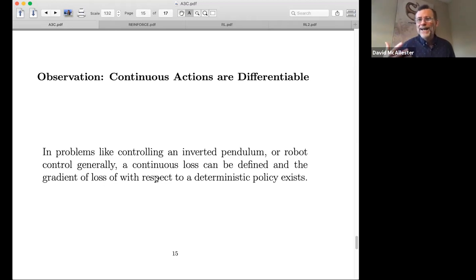So for robotic control, you don't have to go through all the processes that I just talked about.